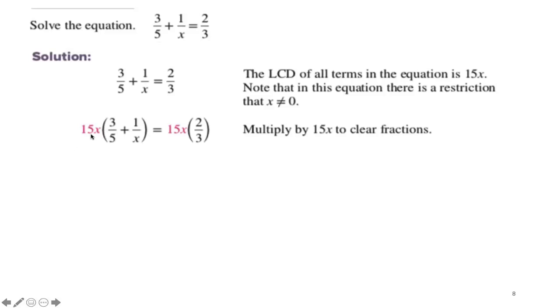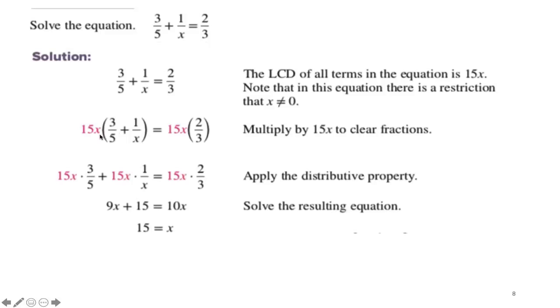Let's look at this expression by distributing this term. 15x times 3 over 5. Notice the 5 will cancel with the 15 to give 3x. 3x times 3 is 9x. 15x times 1 over x. The x will cancel with the x to get 15 times 1, which is 15. And finally, the 3 will cancel with the 15 to give a 5. 5x times 2 is 10x.